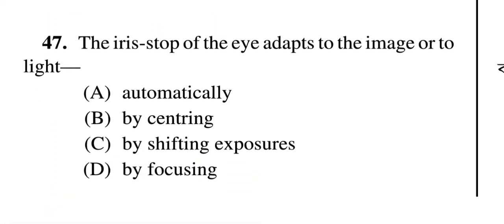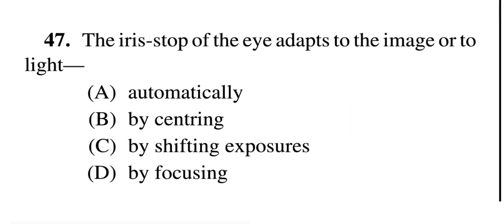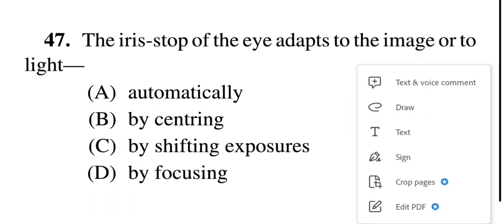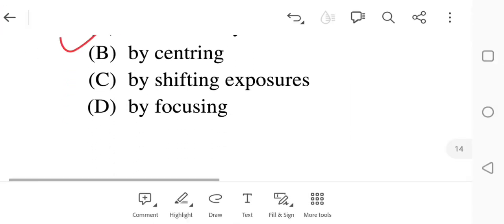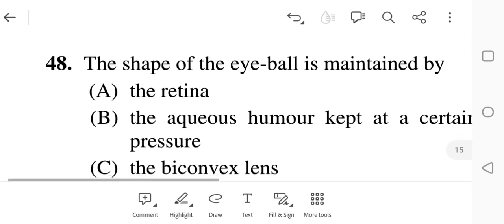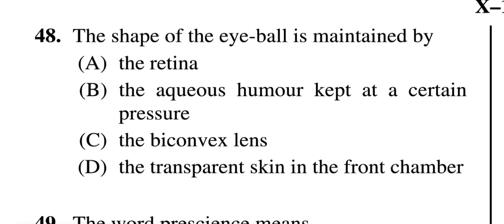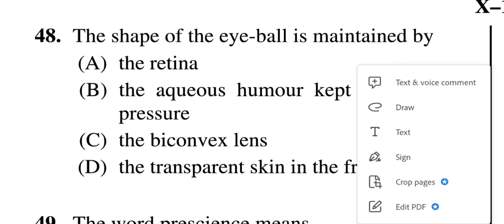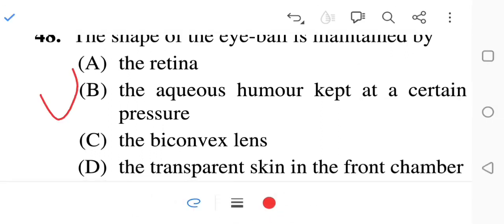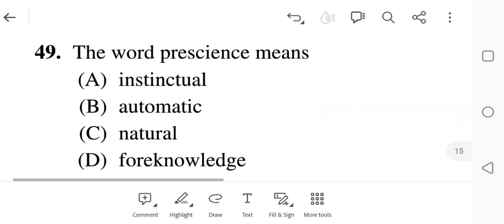47, the iris of the eye adapts to the light. The correct answer is A, that is automatically. Number 48 says the shape of the eyeball is maintained by the retina, the aqueous humor kept at a certain pressure, the biconvex lens, the transparent skin in front of the chamber. 48, the answer is B, the aqueous humor kept at a certain pressure.